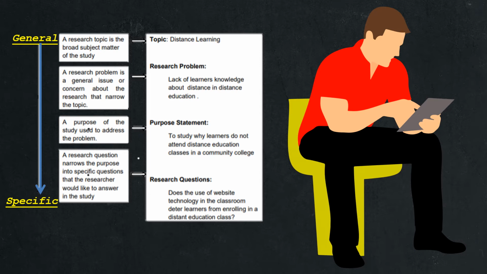Then, specific: a research question narrows the purpose into specific questions that the researcher would like to answer in the study. And that is the research question. Does the use of website technology in the classroom deter learners from enrolling in a distance education class?